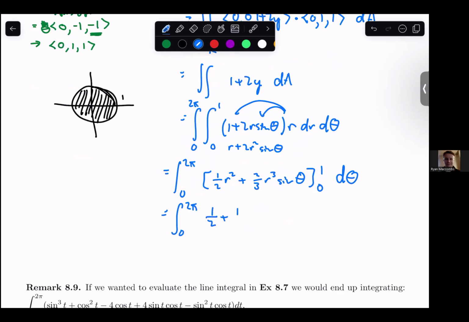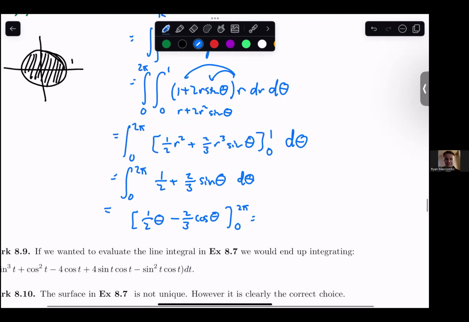1/2 plus 2/3 sine theta. Let's go ahead and integrate this. So we're going to have 1/2 theta minus 2/3 cosine of theta. And this we need to evaluate from 0 to 2 pi.